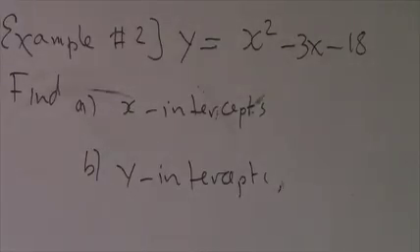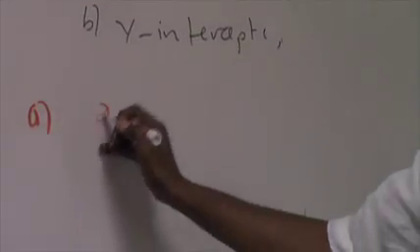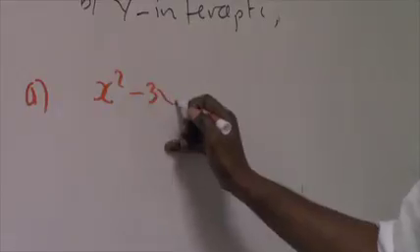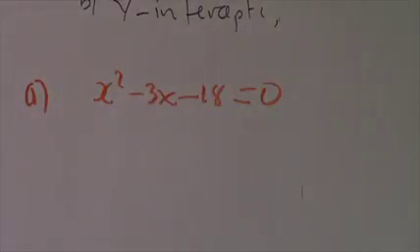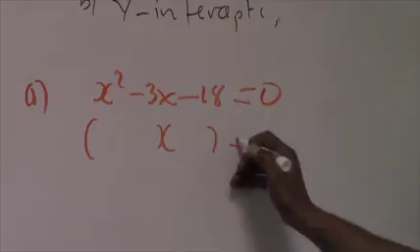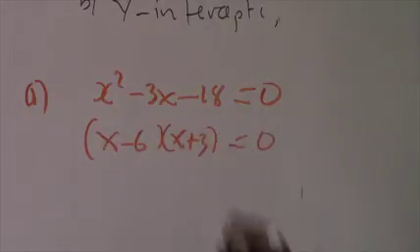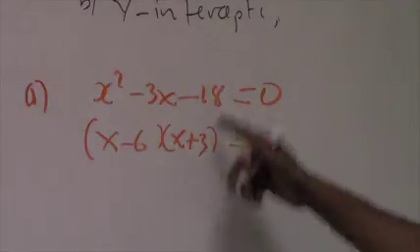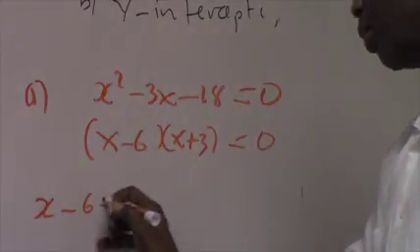So let's do A. To find the x-intercept, we need to set this equation x squared minus 3x minus 18 to be equal to 0. So then we clearly see that we can solve this by either factoring, quadratic formula, or completing the square. I think factoring would be best in this case. So we'll do x minus 6, x plus what? 3. Negative 6 times 3 is negative 18. Negative 6 plus 3 is negative 3. So we have x minus 6 equals 0.